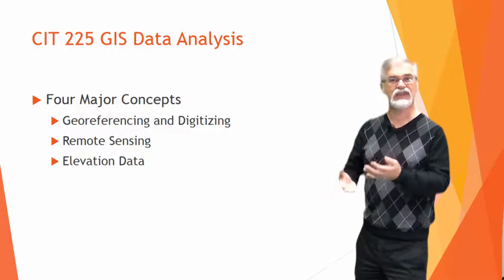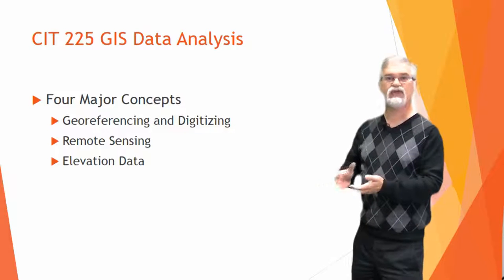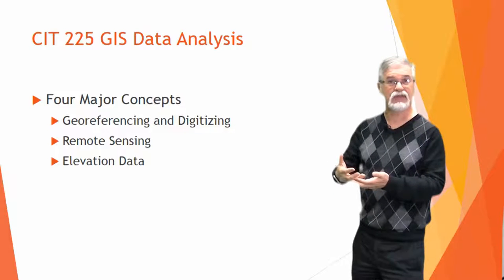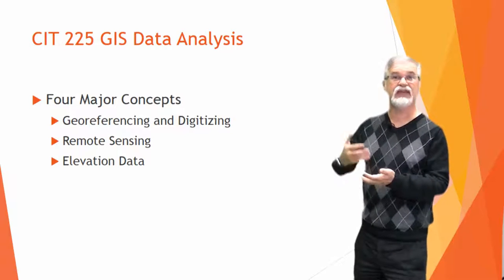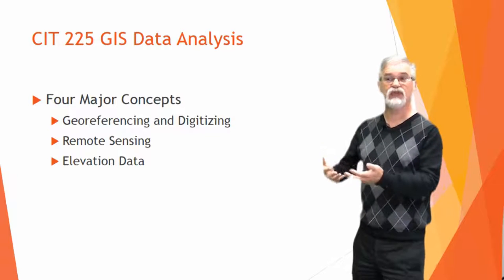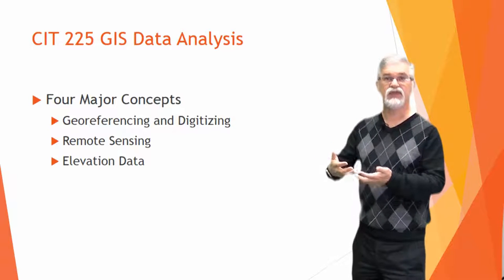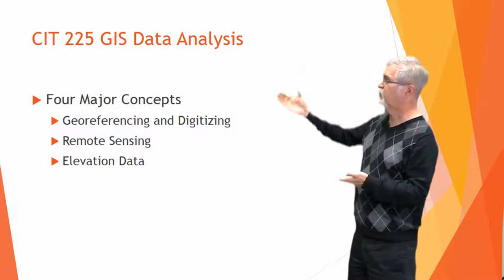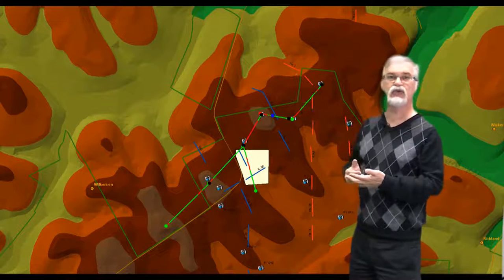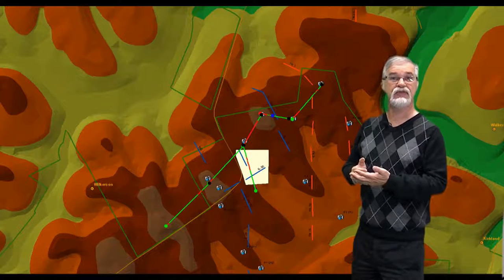So we need to understand a little bit about physics to be able to understand remote sensing. We're going to look at elevation data. So we're going to look at what's called contour mapping. We're going to look at things like line of sight, hill slope, so that we can understand the terrain. So one of the things that we'll be doing is doing a line of sight calculation between armies during the Civil War.